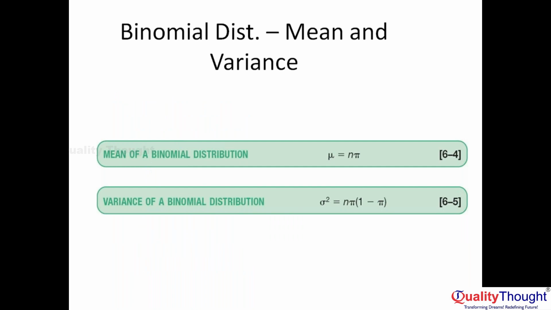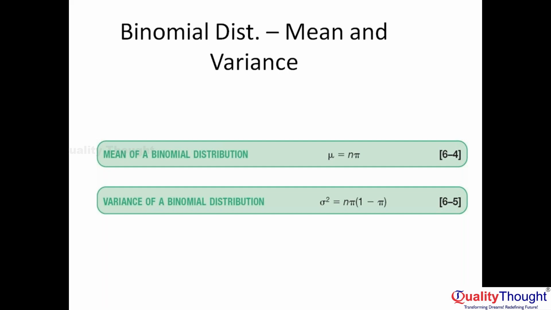The mean mu is equal to np, and the variance sigma square is equal to np times (1 minus p). If you ask me one question, sir, can't we use the mean and variance formula from earlier? You can always use it, but this is very specific to the binomial distribution, where you can calculate it very fast.